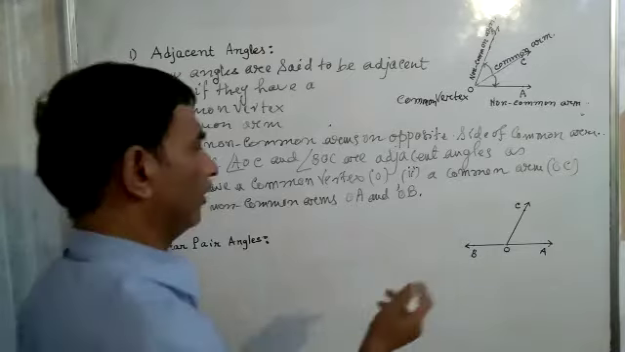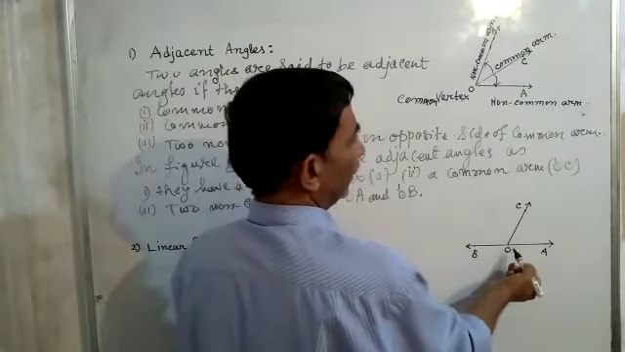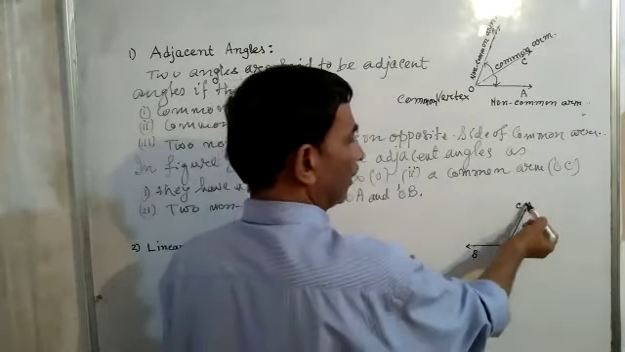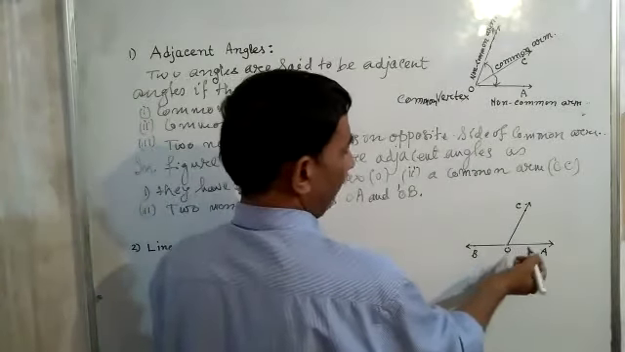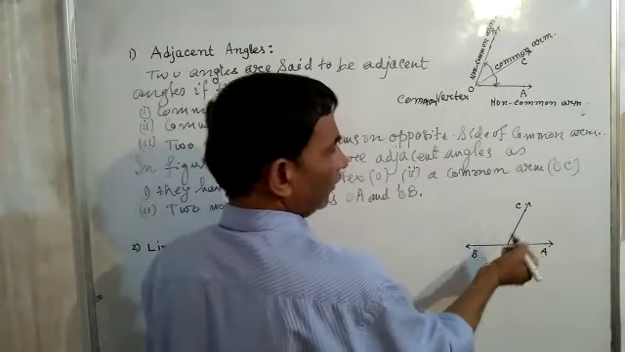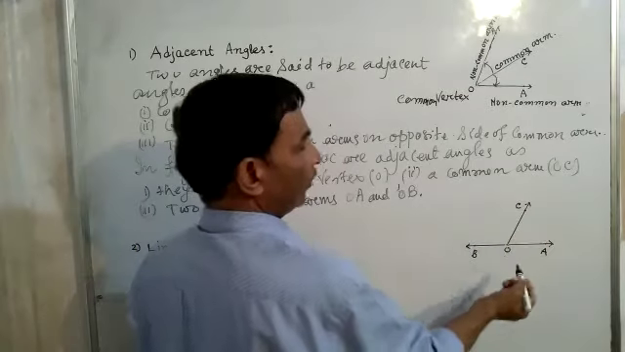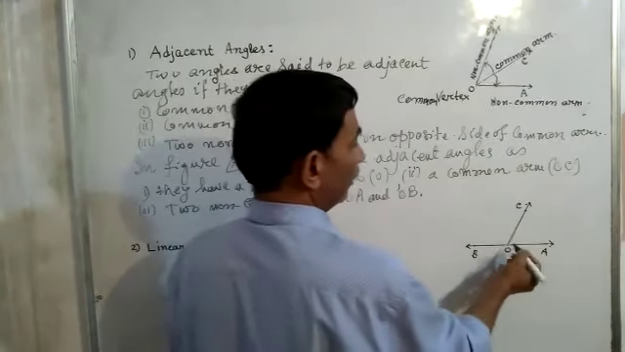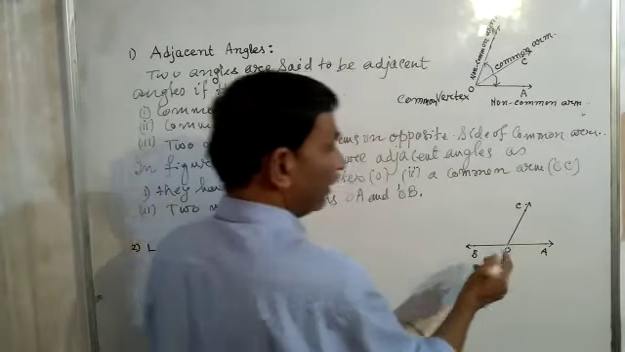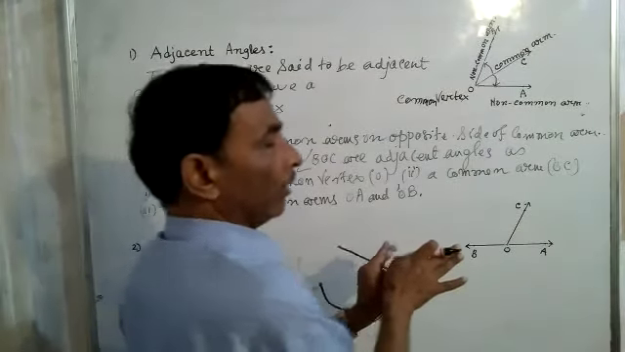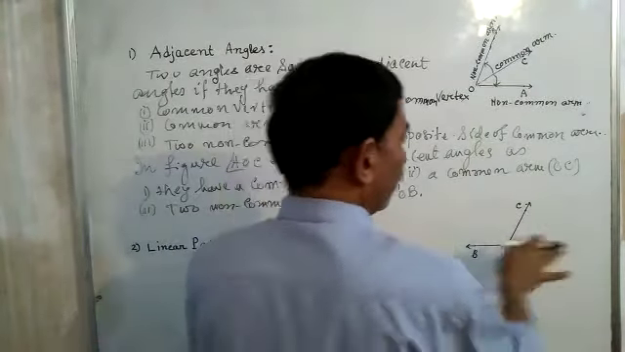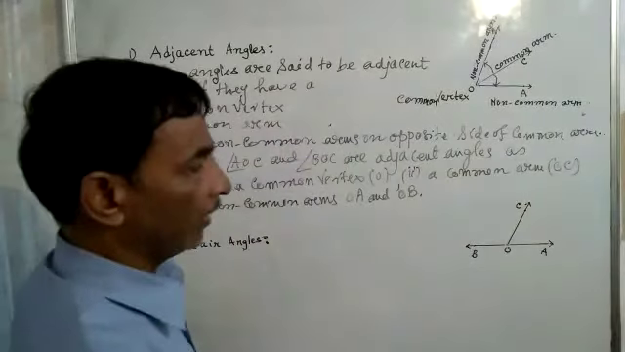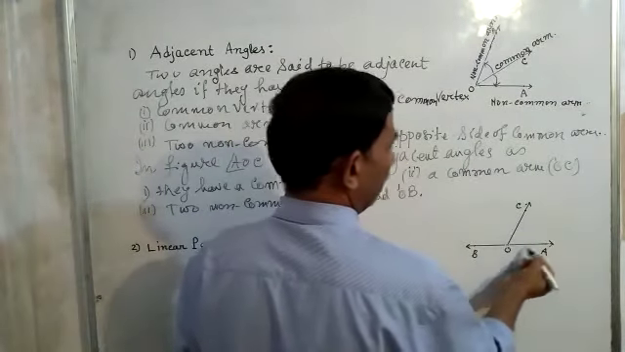So if you look at figure 2, there are two angles in this figure also, AOC and BOC, and they have the common vertex O, they have the common arm OC, and they have two non-common arms, what? OA and OB. But if we look here, these two non-common arms OA and OB, they are forming what? Opposite rays. This OA is going to the right side, and OB is coming from the left-hand side. And they form a straight line AOB.